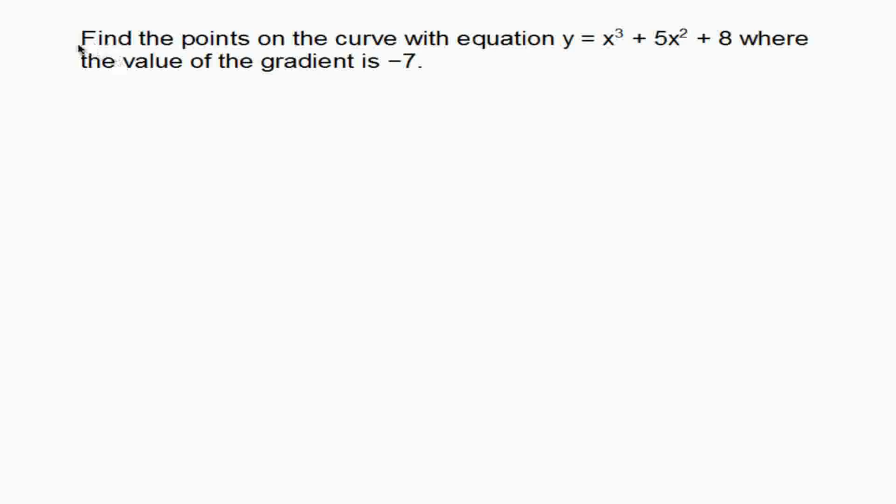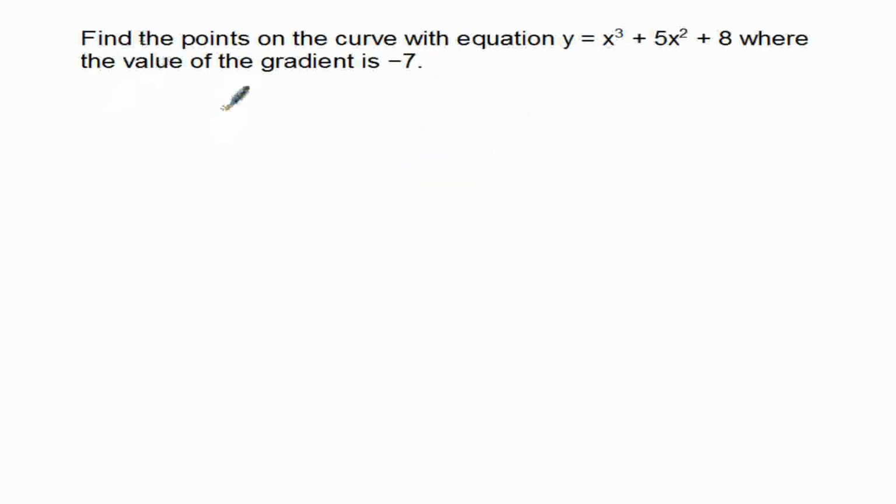This is our question. Find the points on the curve with equation y equals x cubed plus 5x squared plus 8, where the value of the gradient is 7. So we are mentioning that we have a value of the gradient, which is 7. In this case, it tells us that we have to differentiate and equate our dy/dx to 7. There we shall be getting the values of x.